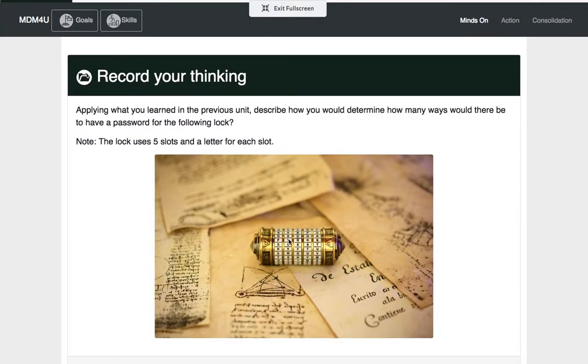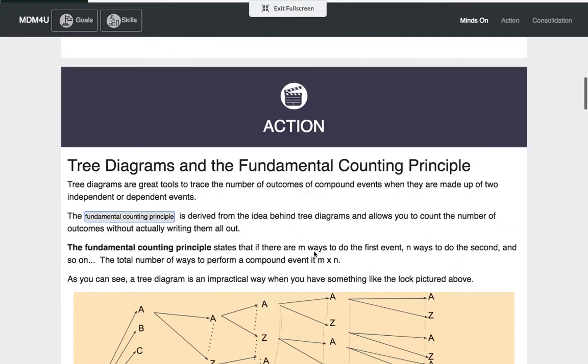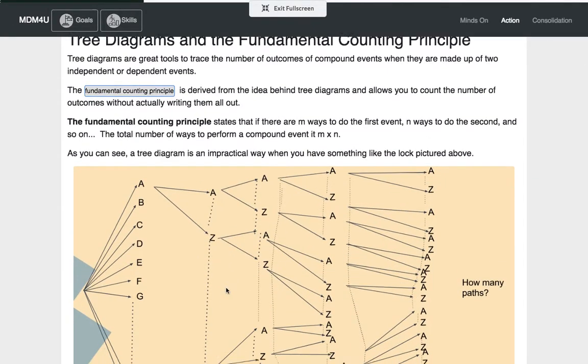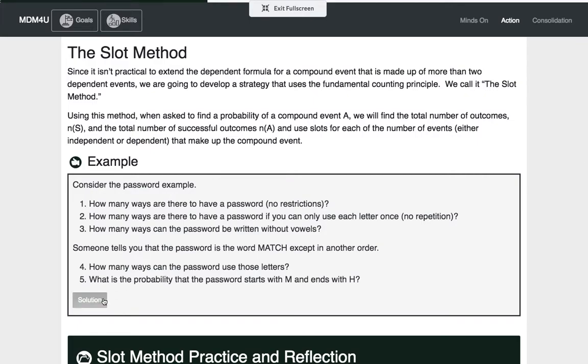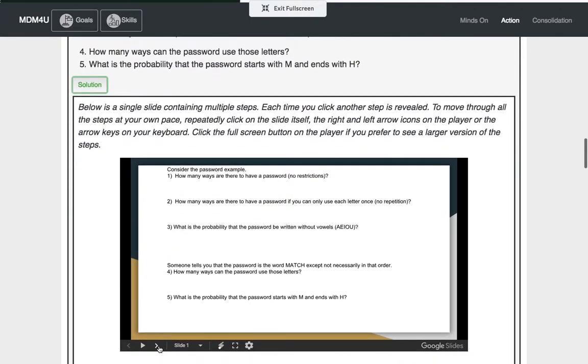We have a lock here, and we have 1, 2, 3, 4, 5 different slots. And we have the whole alphabet of 26 letters to choose from for the first slot, similarly for the second, and so forth. So if we choose the letter P in the first slot, we can still choose the letter P over here, and then maybe a different letter over here. So we have 26 times 26 times 26 times 26 times 26, which you can see down here in the tree diagram. How many ways are there to have a password with no restrictions? Well, it would be 26 to the fifth, just like I said.